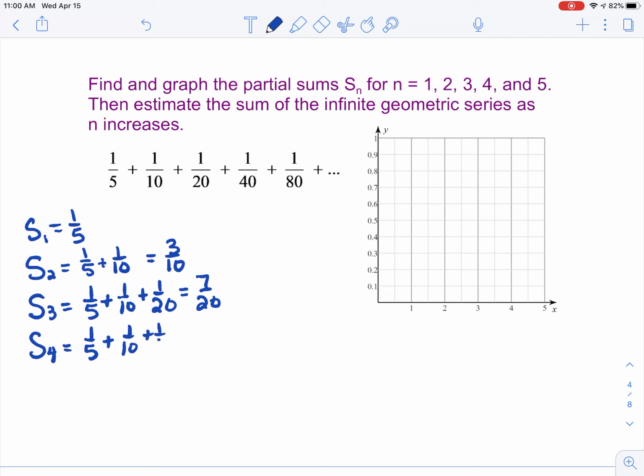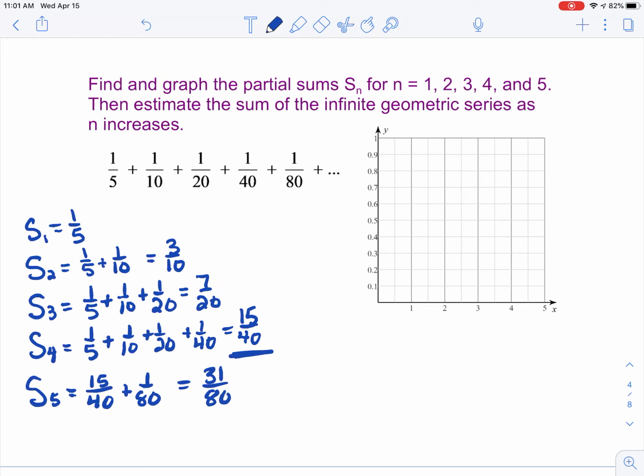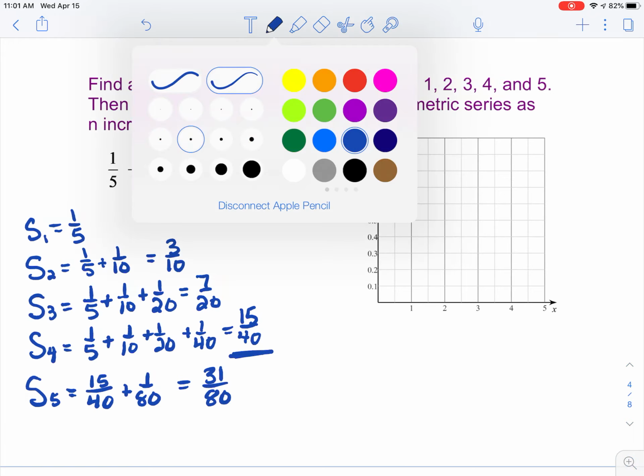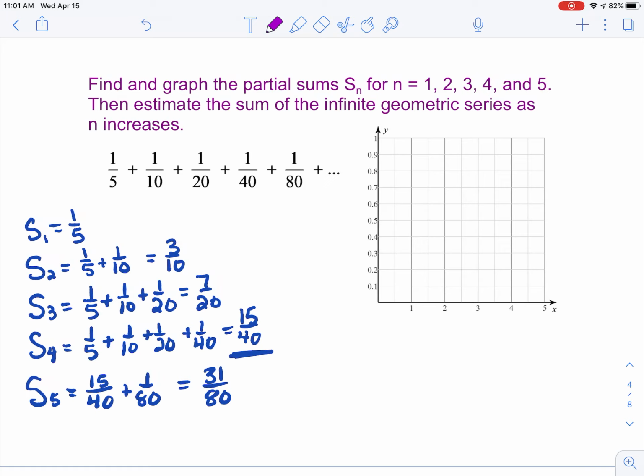The sum of the first 4 is going to be 1/5 plus 1/10 plus 1/20 plus 1/40, and that's going to give us 15 over 40. And the sum of the first 5, actually what I can do is take the answer from the previous one and add 1/80th, which would be my next term, and I get 31/80. Okay, so now I'm going to write these down as approximations.